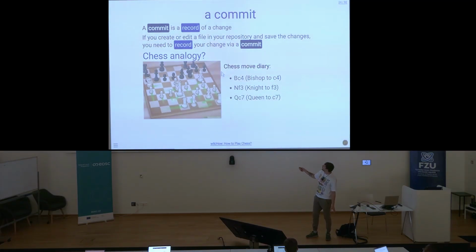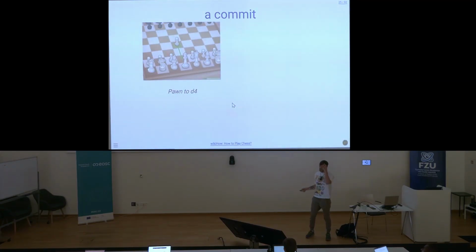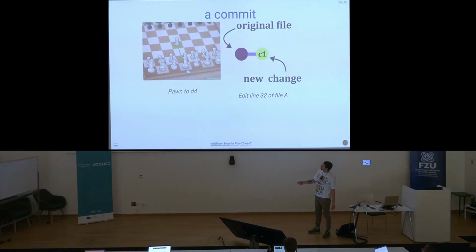And this is a history of changes which happened to the chessboard. Okay? So that's kind of similar. In computers, we can do the same. If we moved a pawn to d4, we write down pawn to d4, or pd4. It's the same with computers.